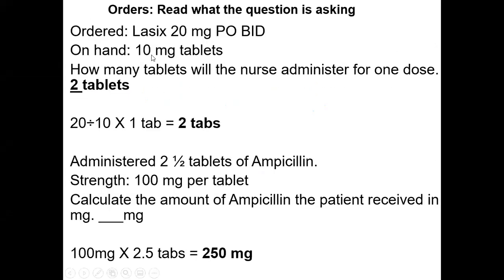Okay, so the first one was 2 tabs. And again, I have everything worked out here for you. Okay. Second one was 250 milligrams.